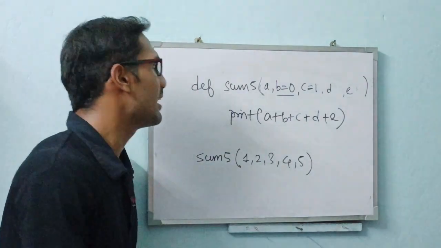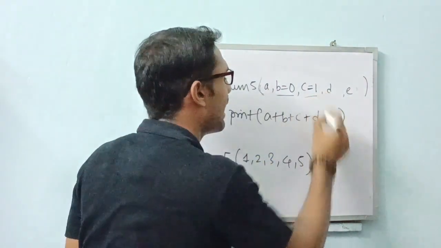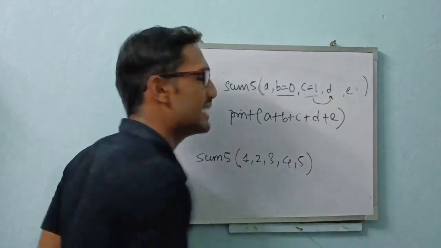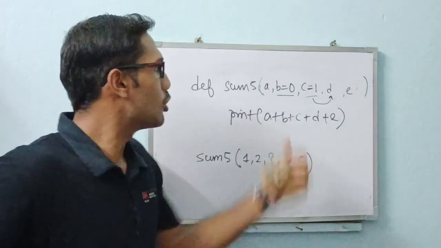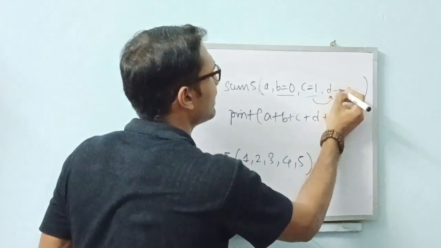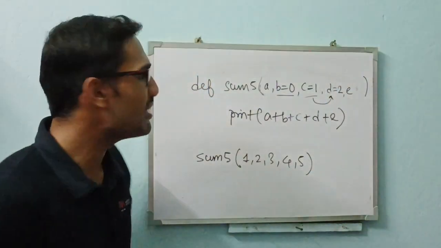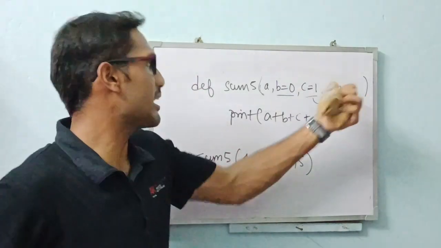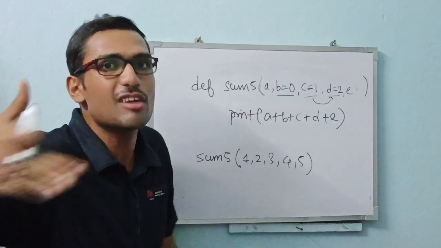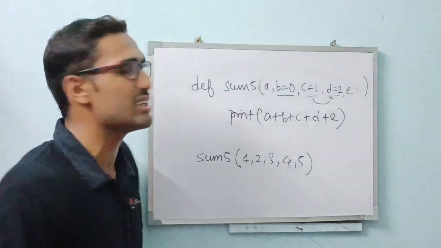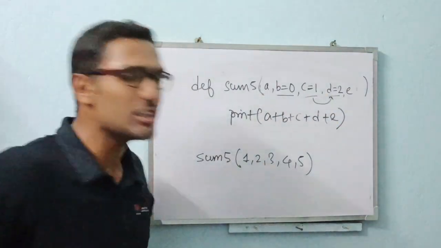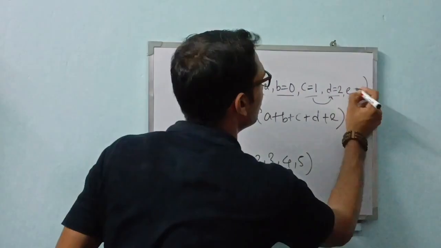Now again we need to check whether the parameter c has a parameter on its right. Yes, it has, and that is d. So we need to give a default value to the parameter d, and it can be any value. Let's give it as 2. Now again we check whether d has a parameter on its right, and yes, it has, and that is e. So we need to give a default value to the parameter e. Let's give 3.